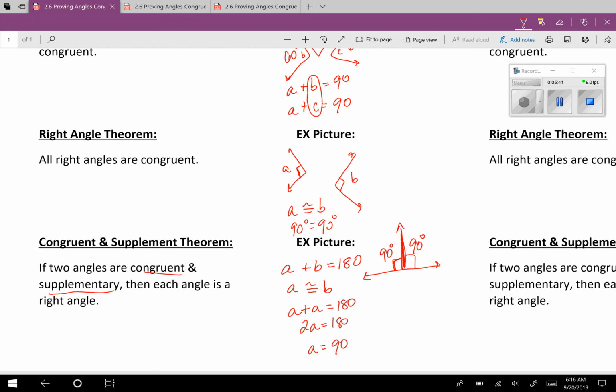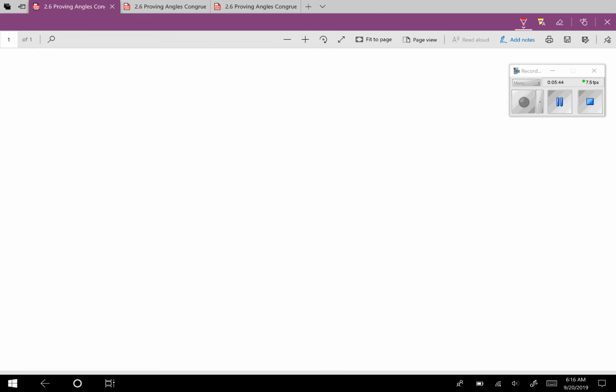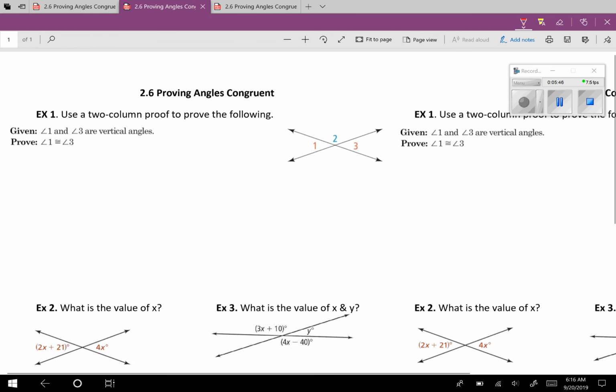Now we're going to do the examples. These examples are going to use the properties that we learned yesterday, and what we already know about vertical angles. The first thing here says use a two-column proof to prove the following. Given angle 1 and angle 3 are vertical angles, prove angle 1 is congruent to angle 3. We can't just jump right away and say vertical angles are congruent. They're actually asking us to prove that, so we have to find a way to show that these two angles are congruent.